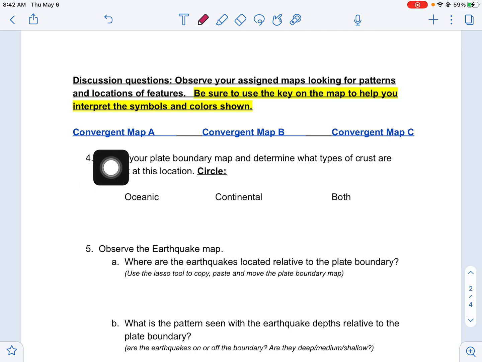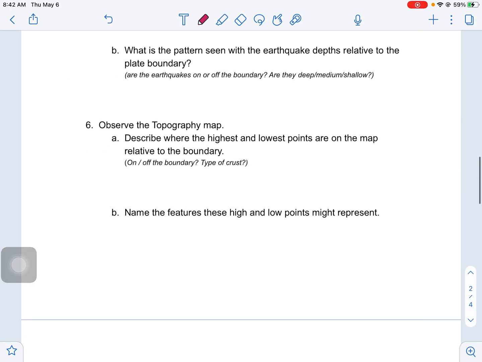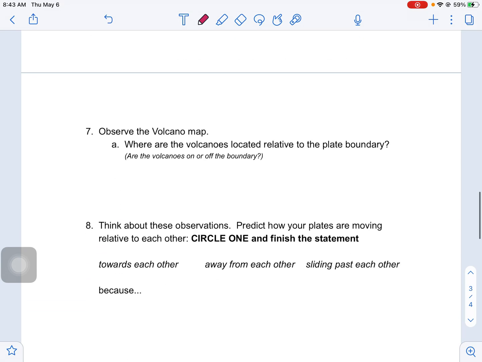When you look at that map, you're going to be investigating it for types of crust, earthquake activity, topography, which is looking at elevation of the Earth's surface. So you're going to be looking at high points and low points, so mountains, valleys. You'll also see volcanoes, and then try to pull it all together about what is happening here. This is a hard question, but we've got to start somewhere.